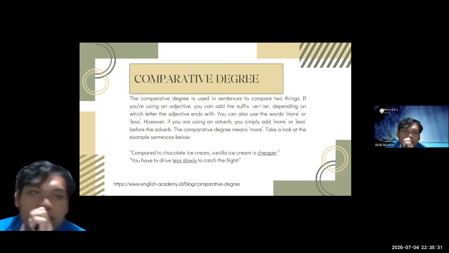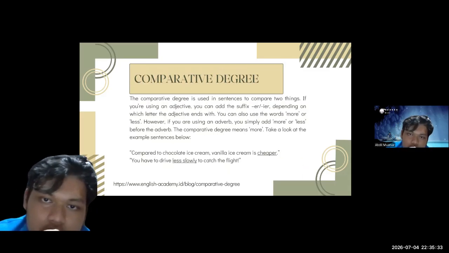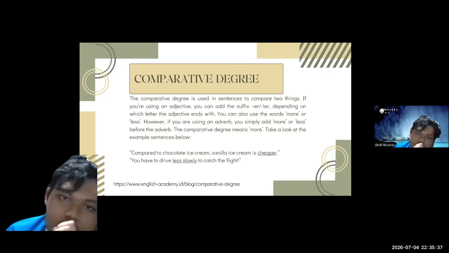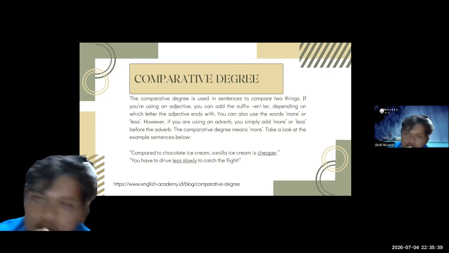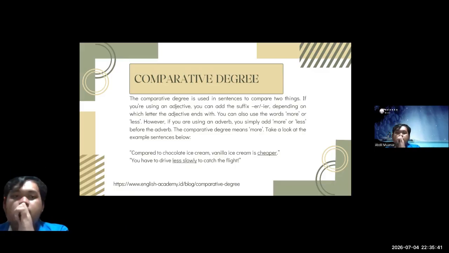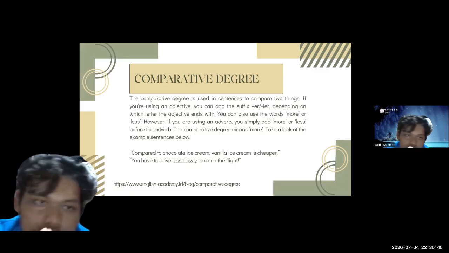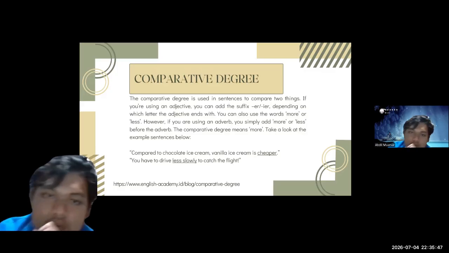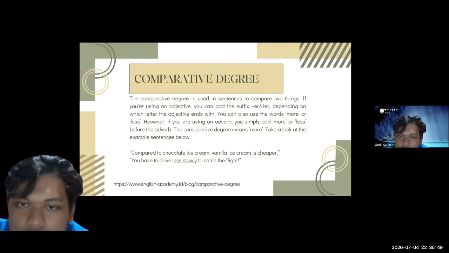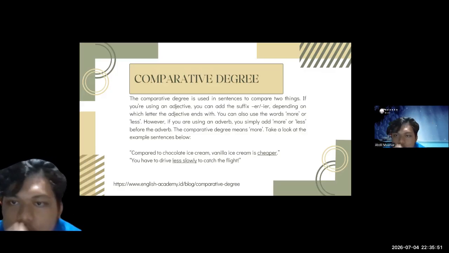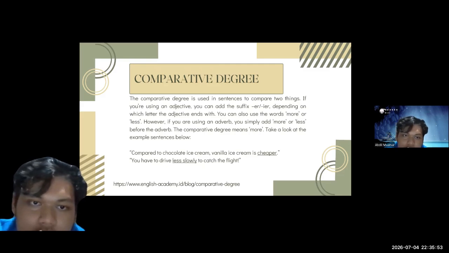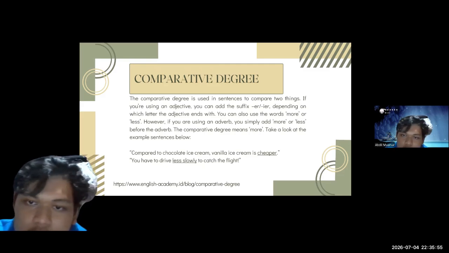The comparative degree is used in a sentence to compare two things. If you're using an adjective, you can add the suffix er or ier, depending on which letter that adjective ends with. You can also use the word more or less. However, if you are using an adverb, you simply add more or less before the adverb. The comparative degree means more.